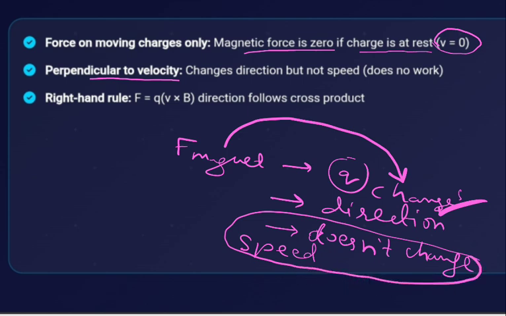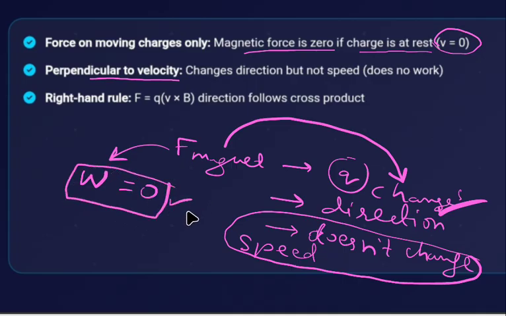That's why the work done by the magnetic force will be 0, because the force is perpendicular to displacement in this case. So that's why it does no work.